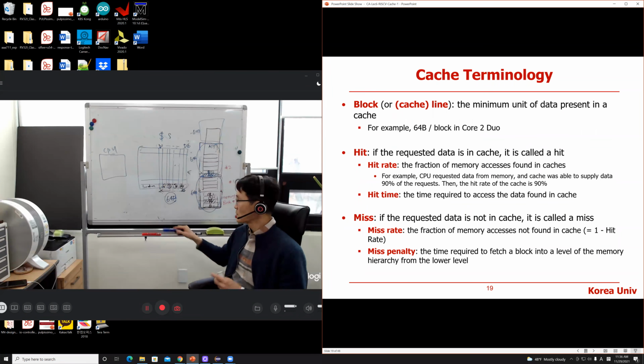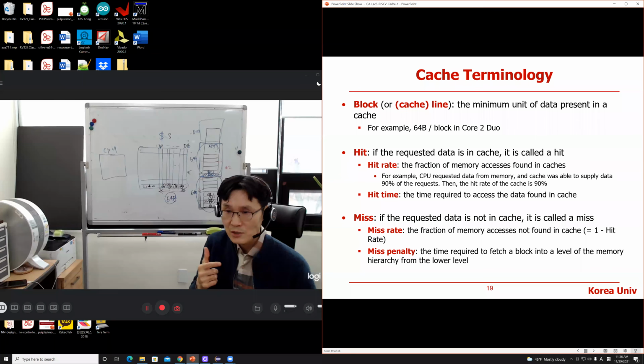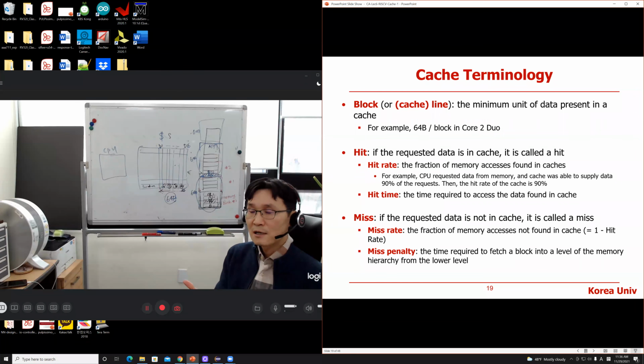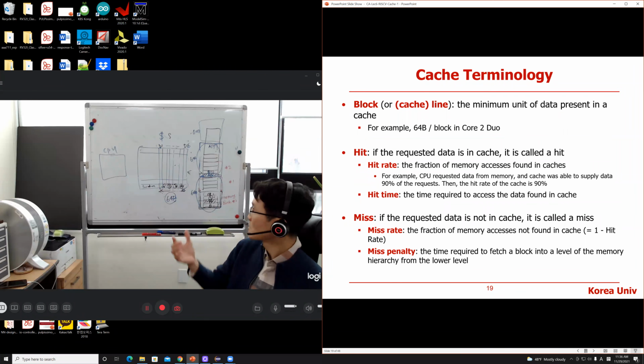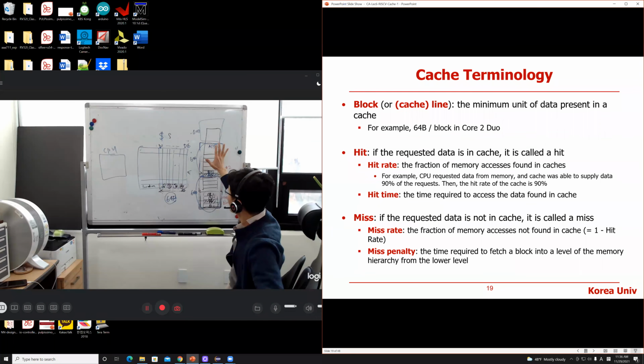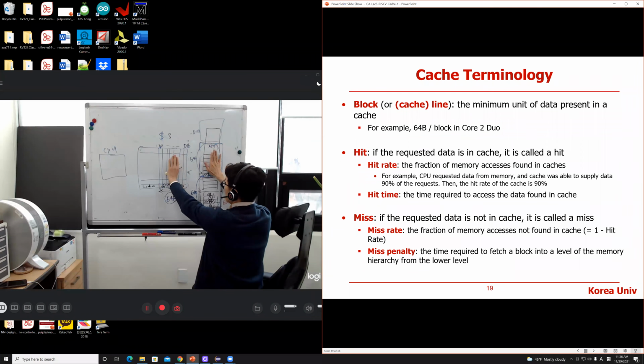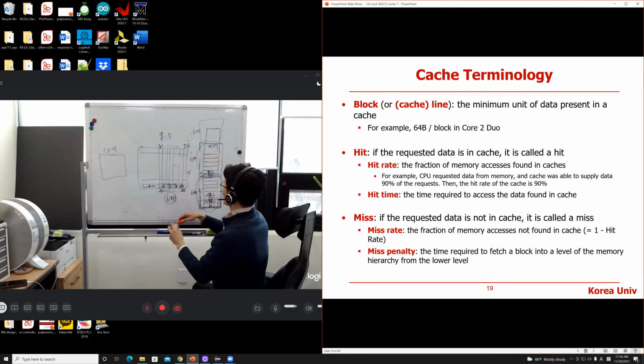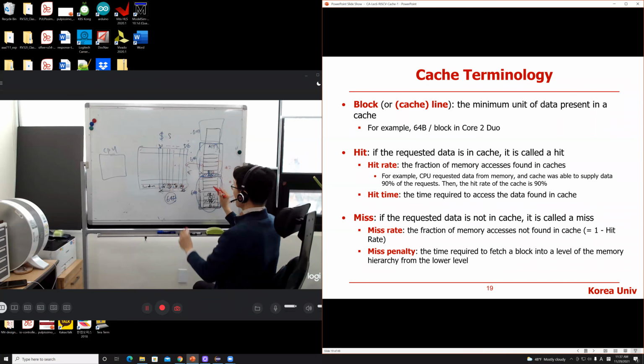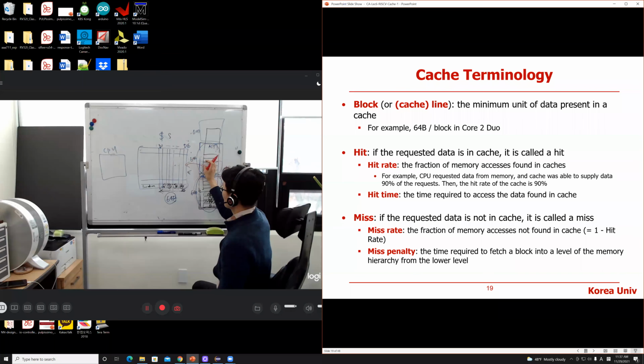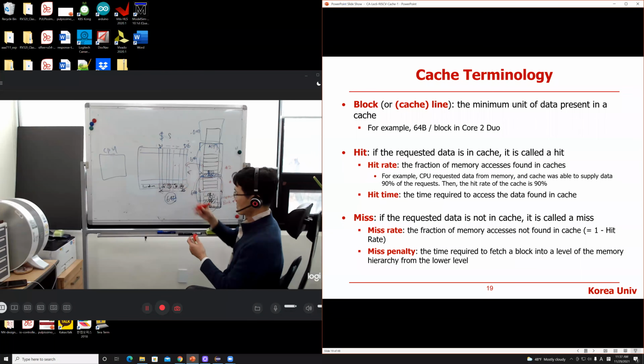Okay, so that is a real machine example. The cache line size, that is a typical number, 64 bytes. So data transfer between cache and main memory is based on that memory block size, a 64-byte data copy to the cache.